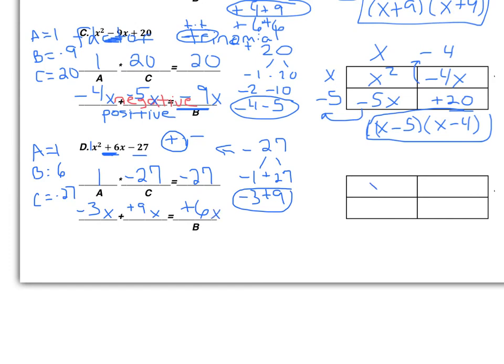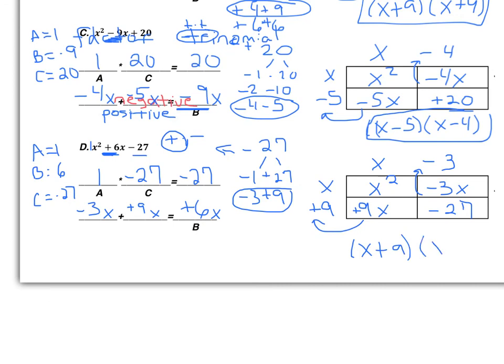So we're going to fill in our square. X squared, 6x splits into negative 3x and positive 9x, and then our constant is negative 27. In the first row we divide out x. In the second, we can divide everything by 9 and our plus sign. And then in our column we have an x and then 3, and because this is a negative 3, this is a negative 3. So x plus 9 times x minus 3 is the factored form.